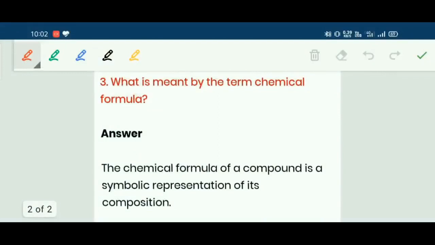Next, question number 3. What is meant by the term chemical formula? And the answer is, the chemical formula of a compound is a symbolic representation of its composition. That means we use symbols to represent a chemical compound.